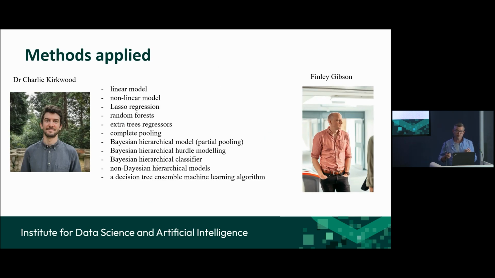And so 2 of our research fellows set to work. This is Charlie and Finley. They started off, as you might, with a linear model. That didn't seem to work very well, so they went to a nonlinear model, which is a reasonable extension. There's a lot of variables, so they thought maybe lasso regression, where they're setting a lot of those parameters to 0. No dice. Random forest, extra trees regressors. They went Bayesian, they had pooling, partial pooling, hierarchical clustering. In the end, a bespoke decision tree ensemble machine learning algorithm was developed for this purpose.